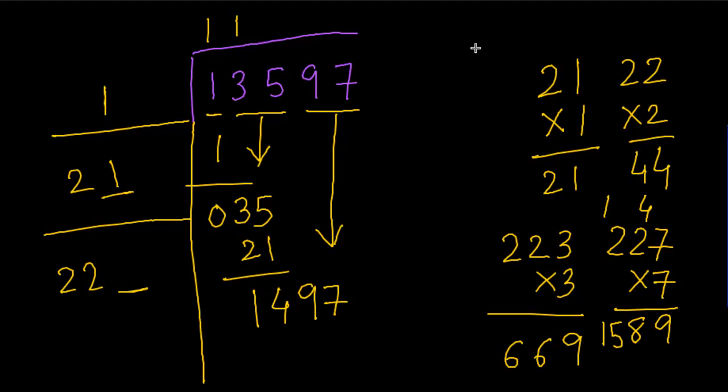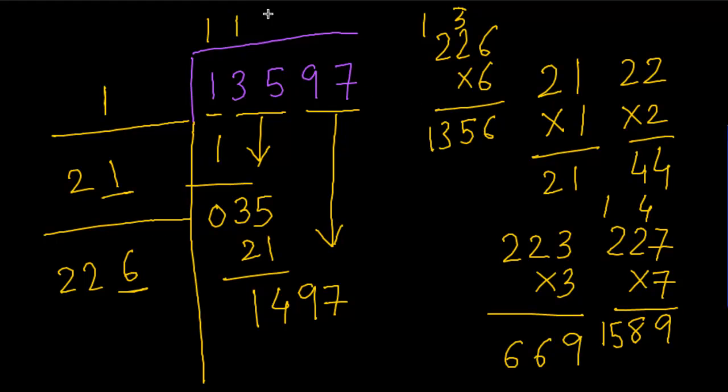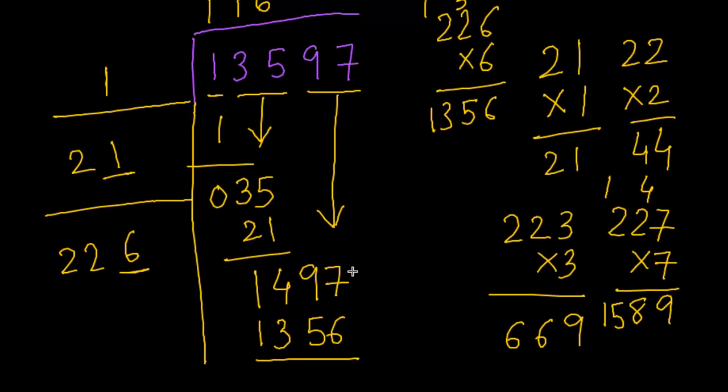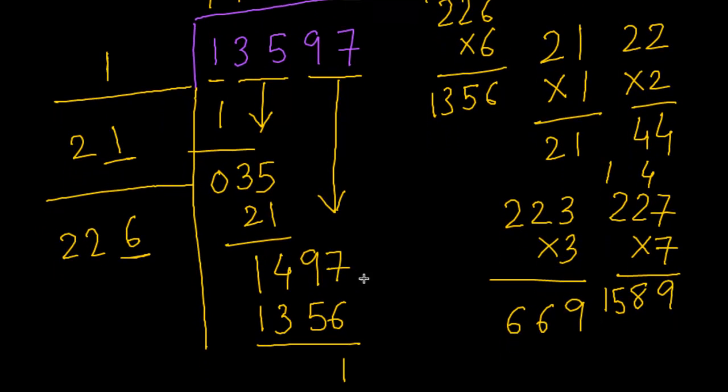I think we have to start with 226 into 6. 6 6s are 36. This is 3. 6 2s are 12, 13, 14, 15. 6 2s are 12, 13. 1 3 5 6. So we will have to go with that. 1 3 5 6. So the answer would be 1, not the answer but the remainder. 9 minus 5 is 4. 4 minus 3 is 1.